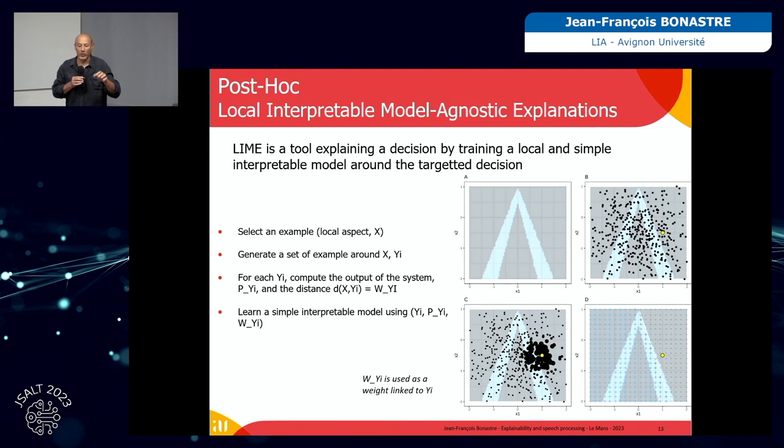local decision. So each time I want to understand what my system is doing here, I have my real example here, I generate other examples around this one, ask my system to classify these points, yes or no, they are in or they are not in, and now train a very simple linear classifier which explains the local decision. So it's a very interesting technique, very easy, nothing theoretic, very computer science, quite easy.